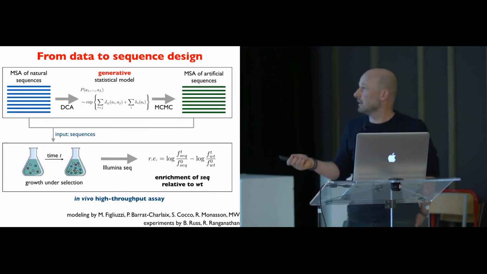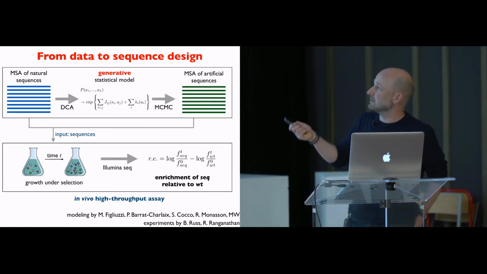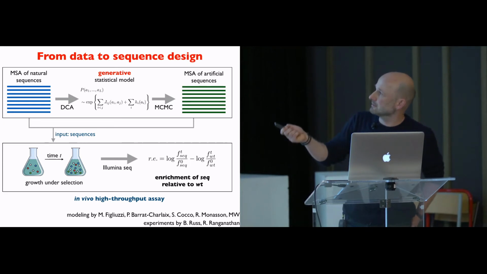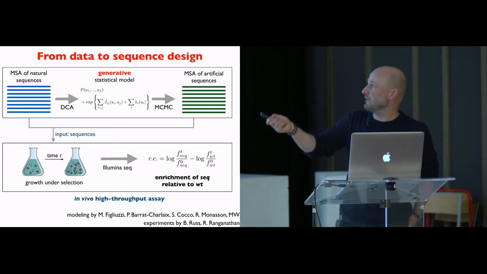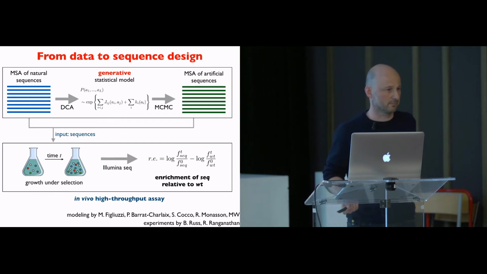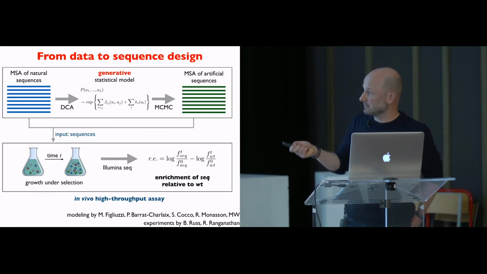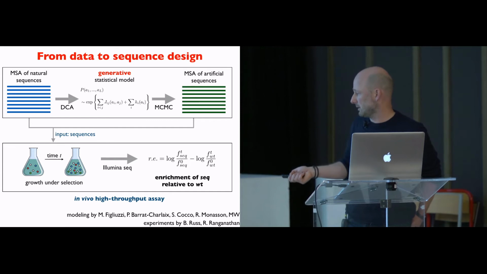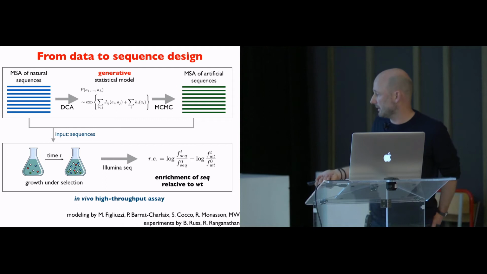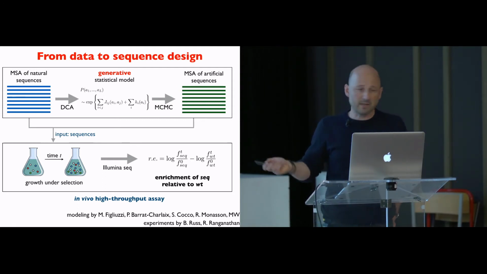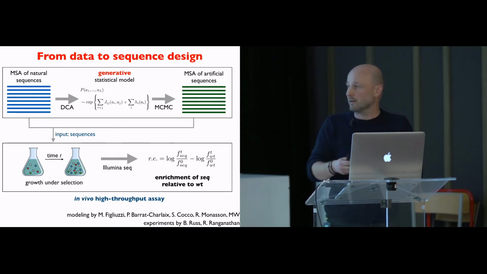So the idea is to do sequence design. Very simple: starting from the multiple sequence alignment of natural sequences, fitting this model as I told you, and then we can sample from this model. That's the easy part. The hard part is done by our biological colleagues, who are experimentalists, Bill Russ and Rama Ranganathan in particular. We give them these sequences, just a file containing the sequences, and they do experiments.